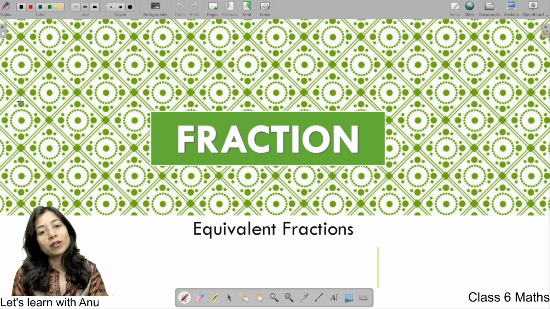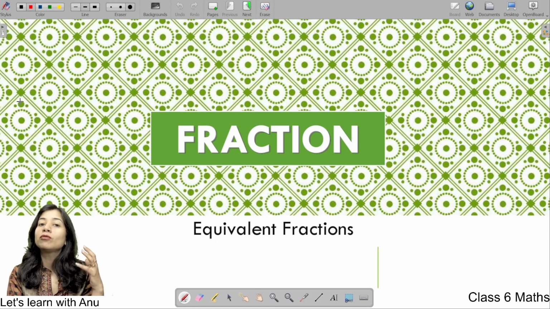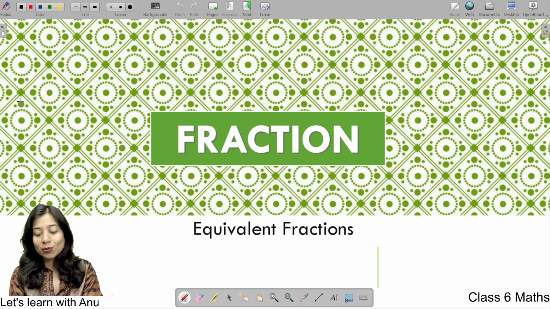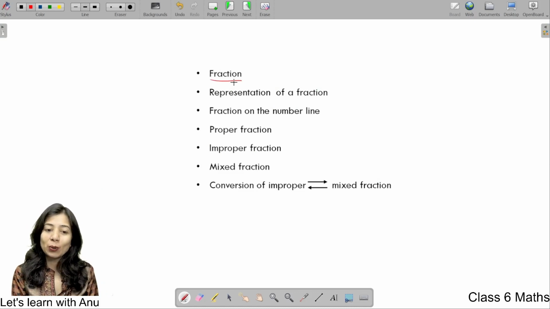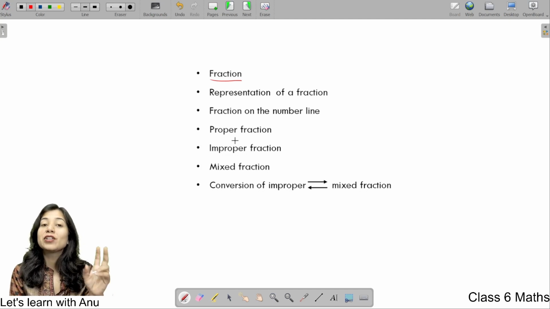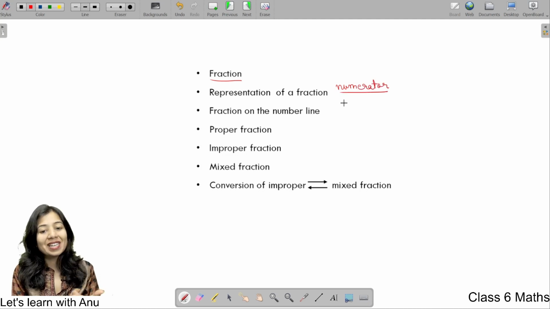So before we move ahead with today's topic, let me give you an overview of what we learned in the previous videos. Firstly, we learned about fractions. A fraction is a part of a whole. It is represented using two numbers. The one written above the line is known as the numerator, and the number written below the line is the denominator.